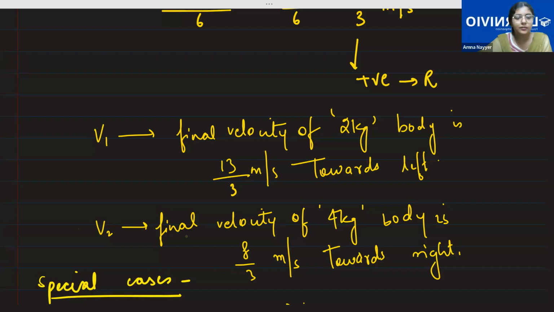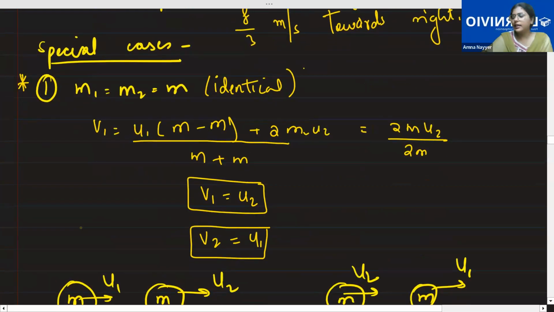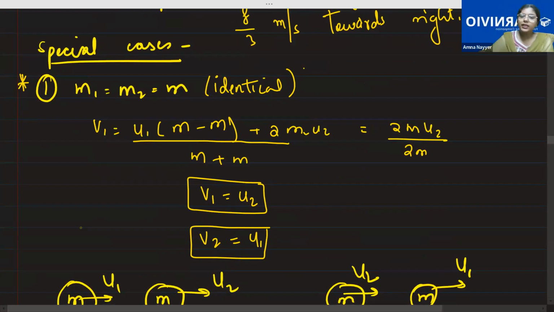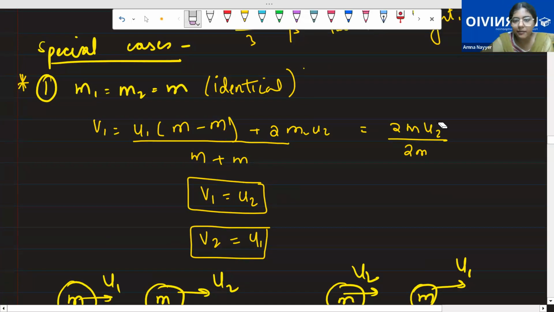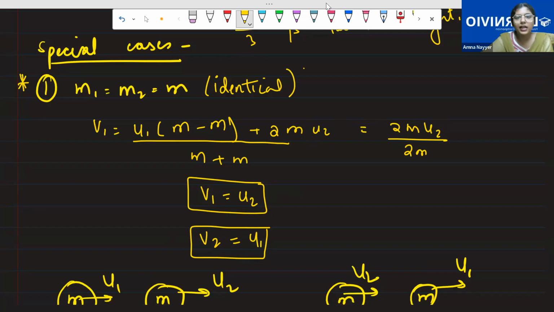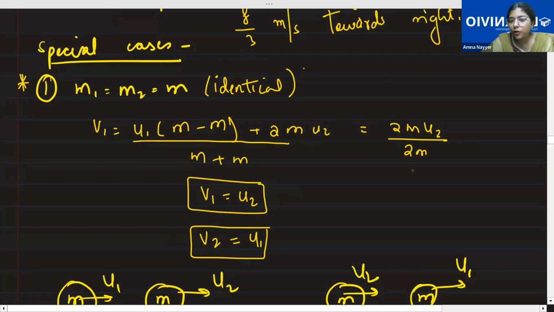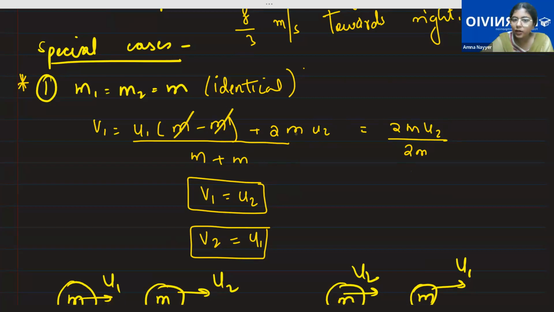Let's see the special cases. If both the masses are identical, m1 is equal to m2. So in the formula where we had m1, m2, we'll just put the value of m for 1 and 2. That gives us 2 m2 u2 by 2m. Here also m minus m makes it 0. So only 2 m2 u2 by 2m. 2m and 2m will be cancelled. So v1 is equal to u2. Similarly, when you calculate it for v2, v2 will be equal to u1.